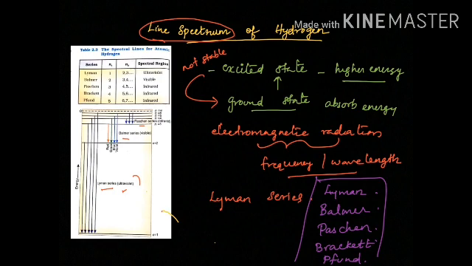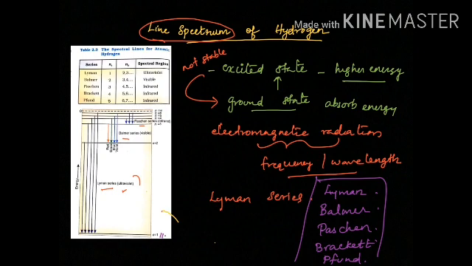The next thing is what these Lyman, Balmer, Paschen, Brackett and Pfund series are known as. Now look over here. The first one is the Lyman series, which means the series discovered by the scientist Lyman. Here it is given as n is equal to 1. What is this? n indicates the number of the orbit. So n is equal to 1 means the electron is in the first orbit.